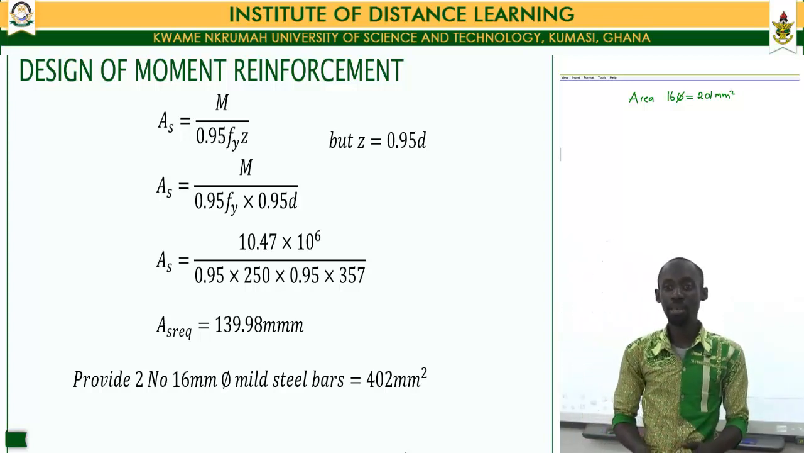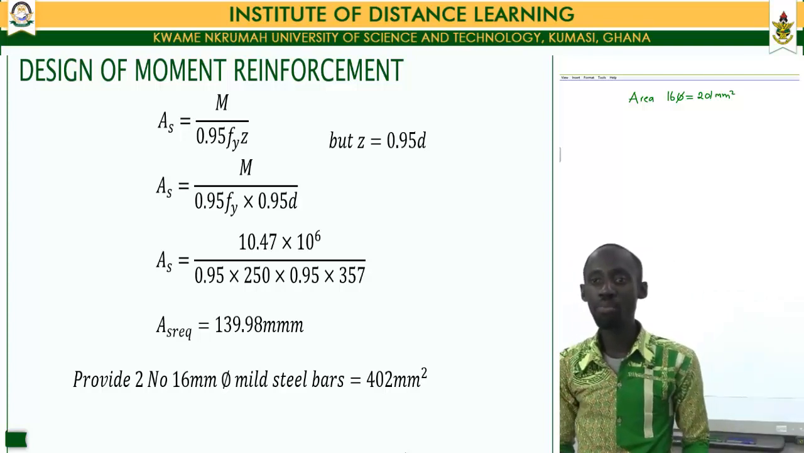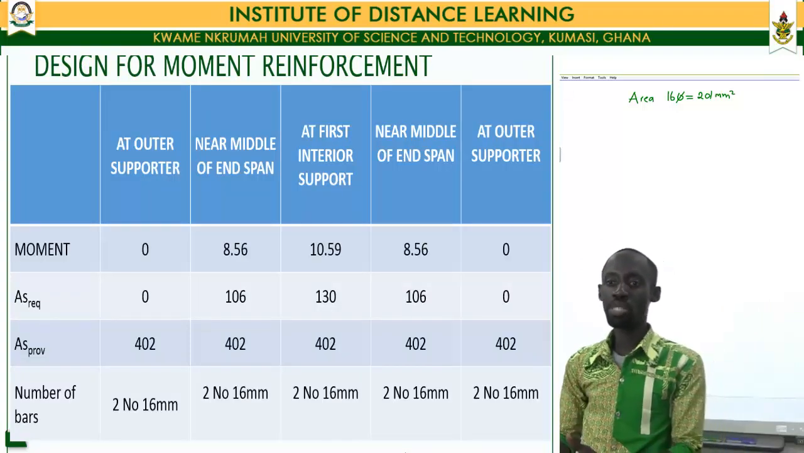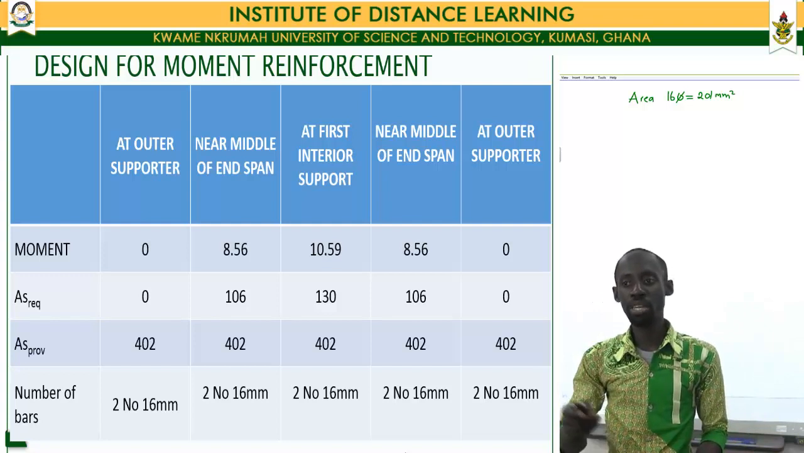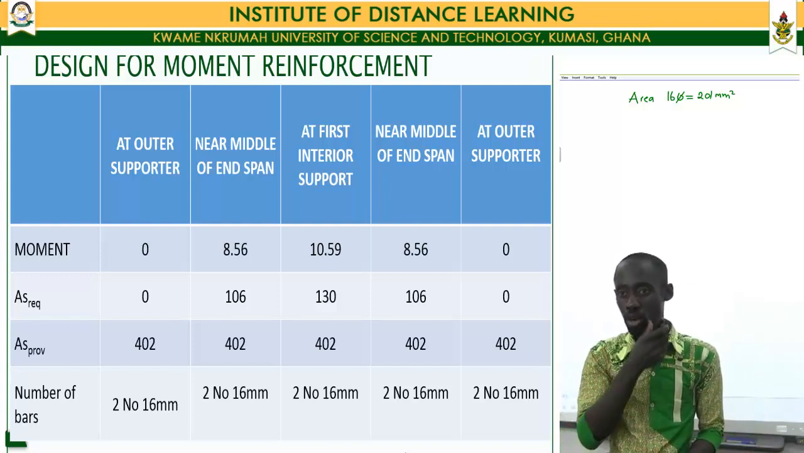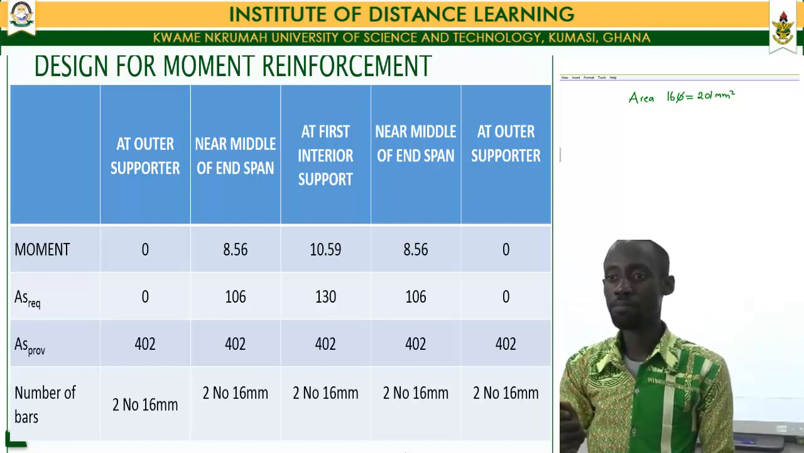Now, the same method is gone through to determine the area of reinforcement for all the moments that were calculated within the section. So, revisiting our moment values, we realize that we had different moment values: the 8.1, 8.56 for our near middle of end span, the 10.59, and another 8.56.